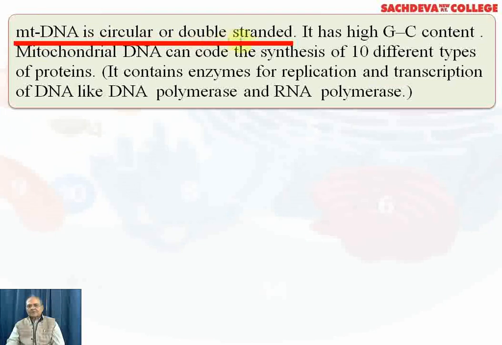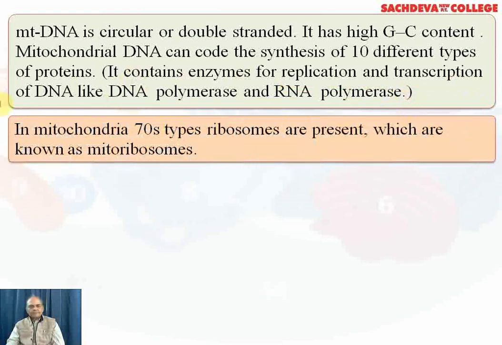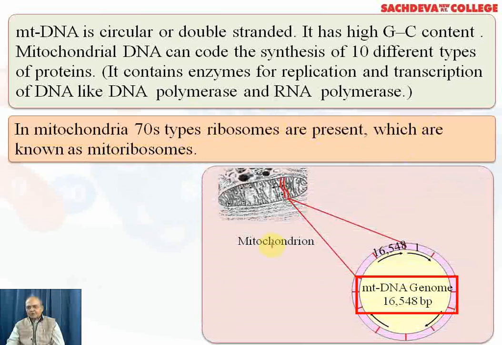Mitochondrial DNA is a double-stranded circular molecule, and it has high guanine and cytosine content. Mitochondrial DNA can code the synthesis of 10 different types of proteins. It contains enzymes for replication and transcription of DNA, like DNA polymerase and RNA polymerase. In mitochondria, 70S type of ribosomes are present, which are referred to as mitoribosomes. And here you can see the mitochondrial genome, which has 16,548 base pairs. It's a circular molecule of DNA.